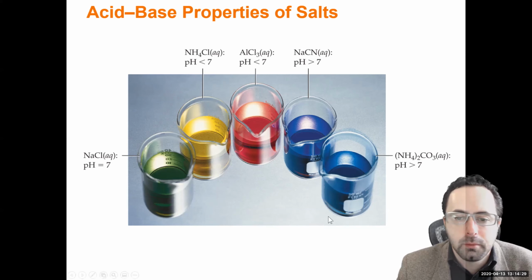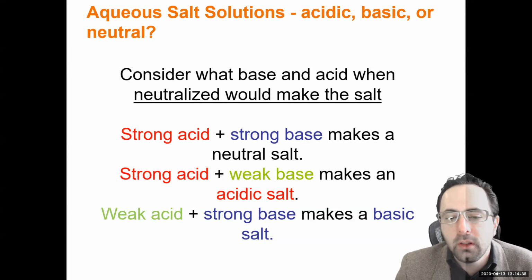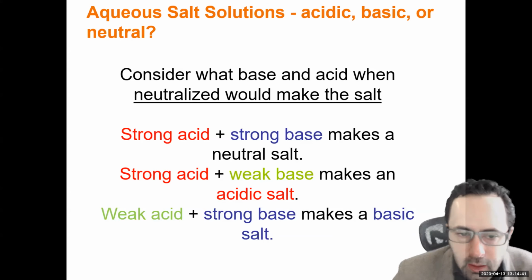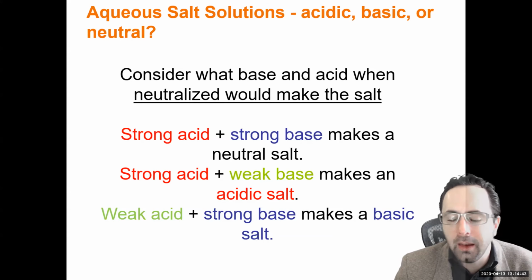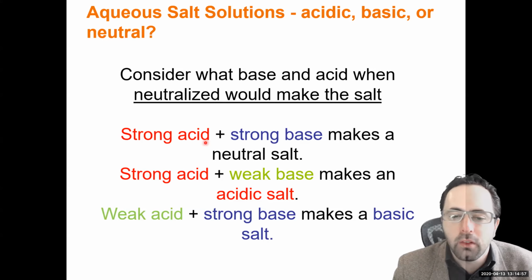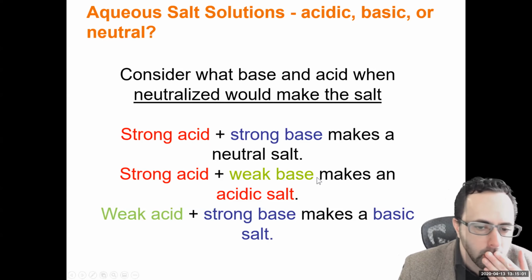Now, there is a kind of recipe to figuring this out. This is what I teach my Chem 101 students. I think you guys should have a deeper understanding. But what you can do is look at the acid that would be composed from the anion and the base that would be composed from the cation. And if the acid and the base that neutralized each other to make this salt are a strong acid and a strong base, the salt made from their neutralization would be a neutral salt.